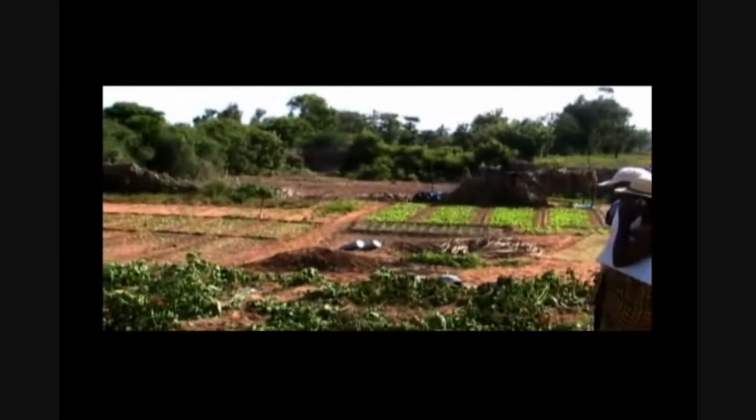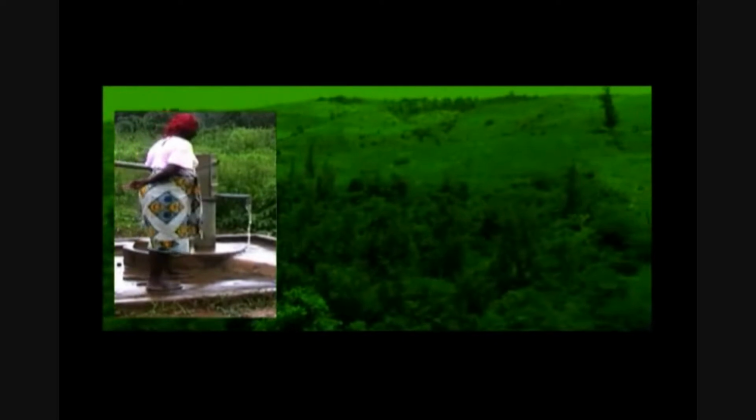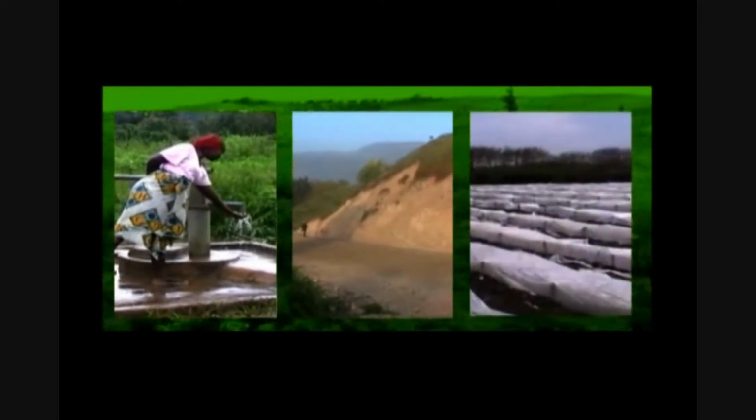Now let's take a look at 3 case studies that show how poor environmental management can lead to project failure, while on the other hand, using environmentally sound strategies helps assure project success. The case studies will address 3 key development sectors: water and sanitation, road infrastructure, and agriculture.